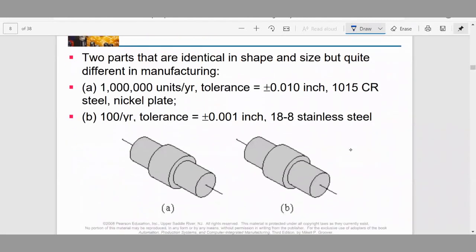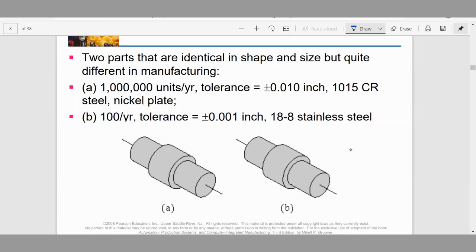Okay, so there are two parts, A and B, that are identical in shape and size, but quite different in manufacturing. For A, you need to produce 1 million units per year. The annual demand is 1 million units per year. Tolerance is 0.010 inch. The material is 1015 chromium steel with nickel plate, right? And the second part, you have to manufacture only 100 parts per year. The tolerance is plus minus 0.001 inch. This is 18-8 stainless steel, right?